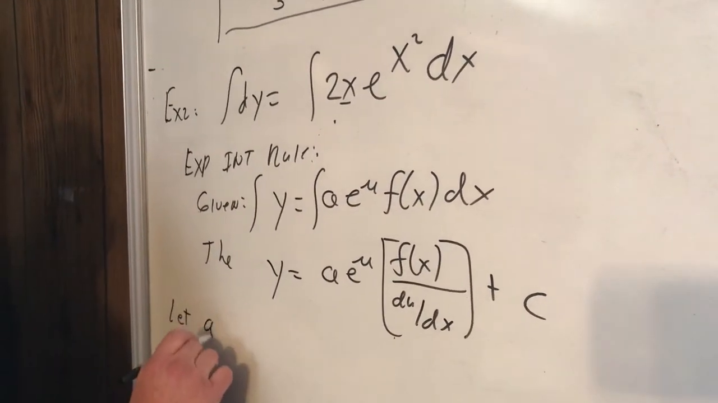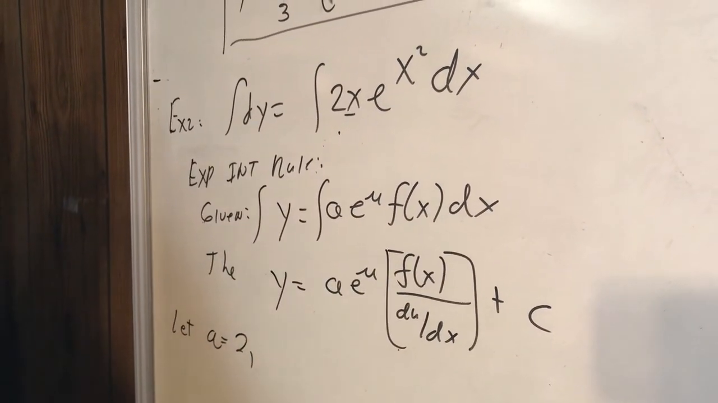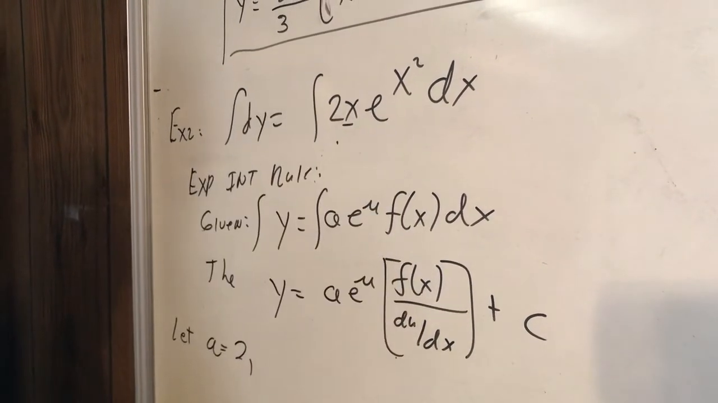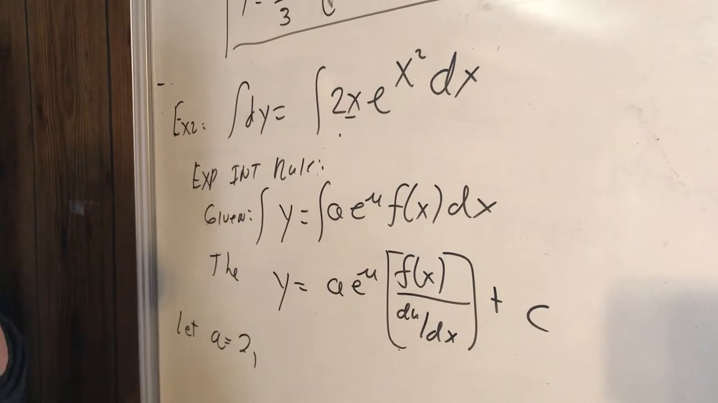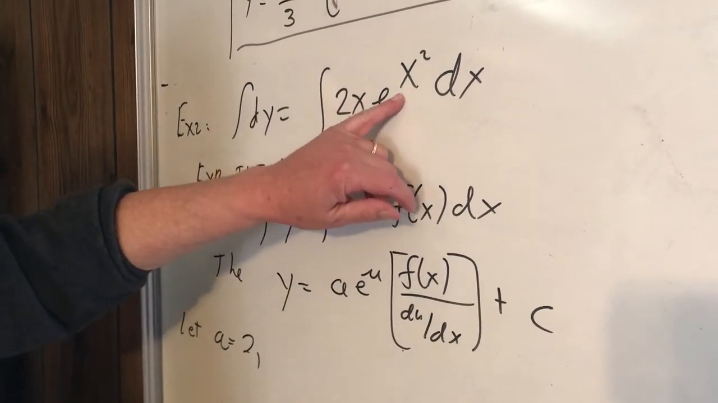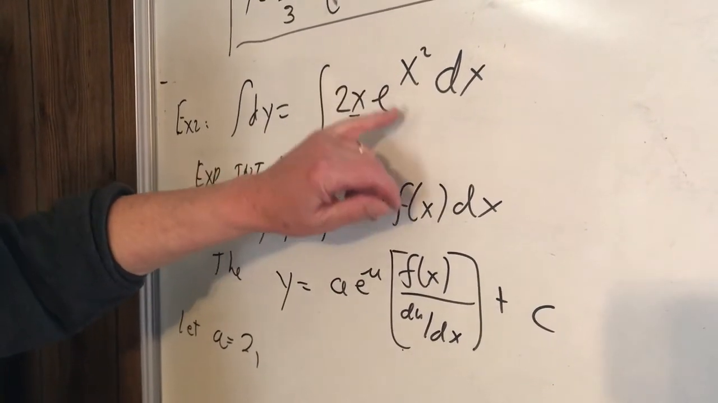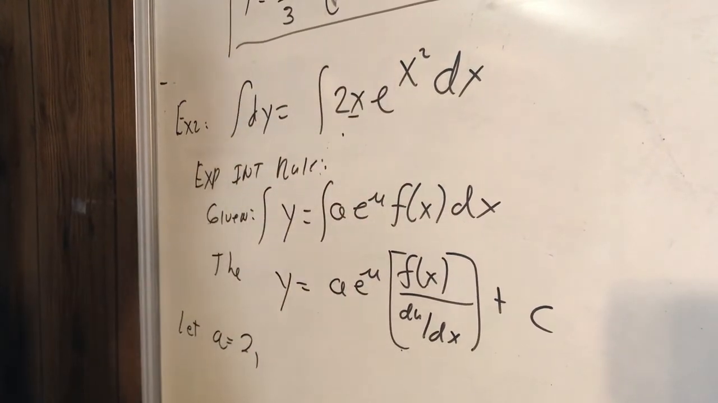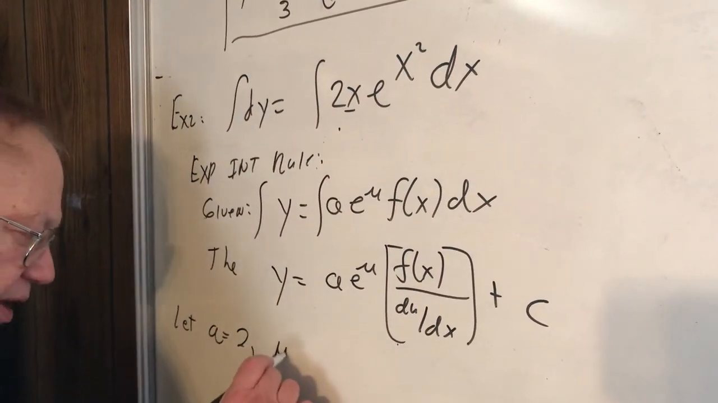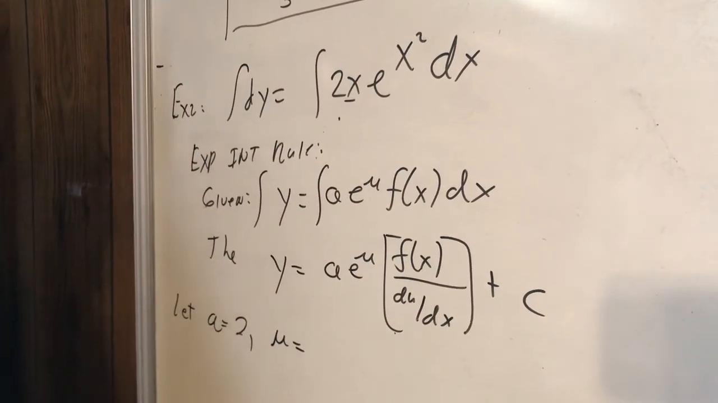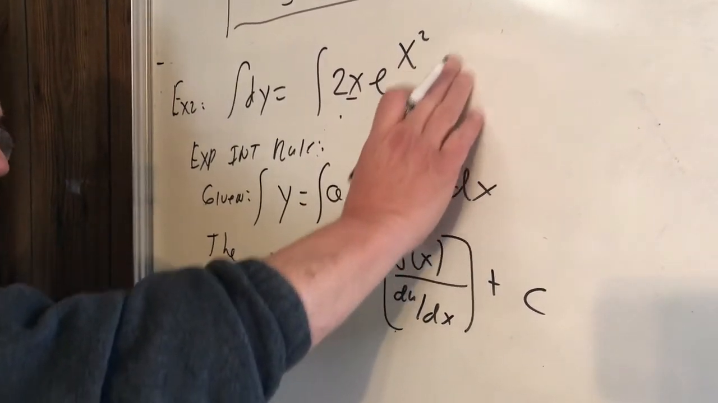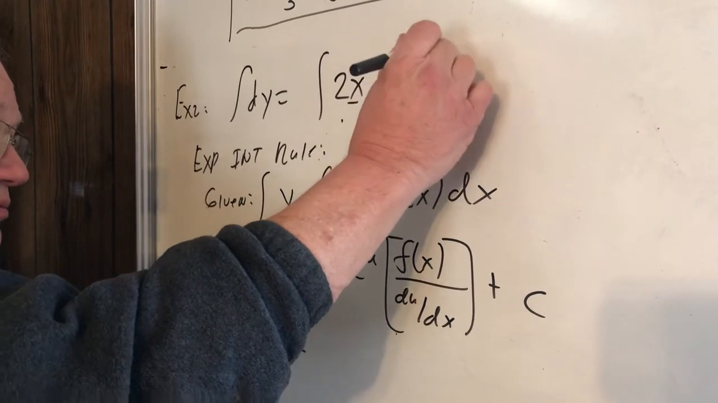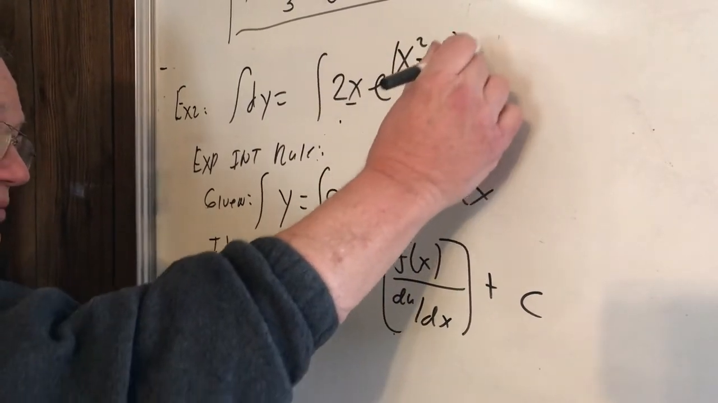All right, so once again, we just have to define our terms from here. So let a equal 2. Now u in an exponential is always whatever's in the power. If it's x squared, it's x squared. If it's x squared minus 4, it's x squared minus 4. Whatever e is raised to becomes u. So here, let's make this a little bit different. It doesn't really change anything. Let's make it like that.